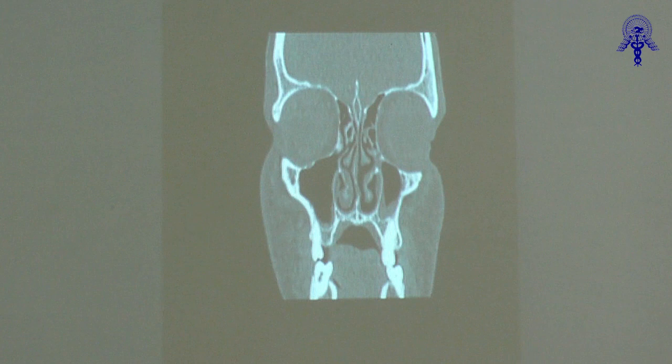Middle turbinate has three parts. Anteriorly it is attached to the skull base, as we can see above. In the middle portion, it is attached lateral to the lamina papyracea. And in the posterior portion, it is attached to the vertical plate of the palatine bone, sir.